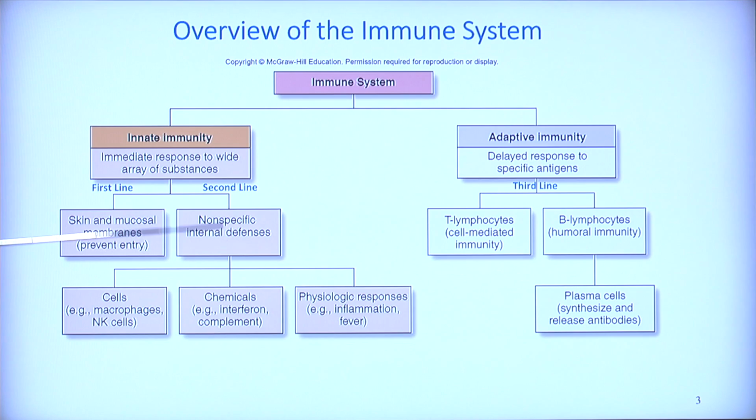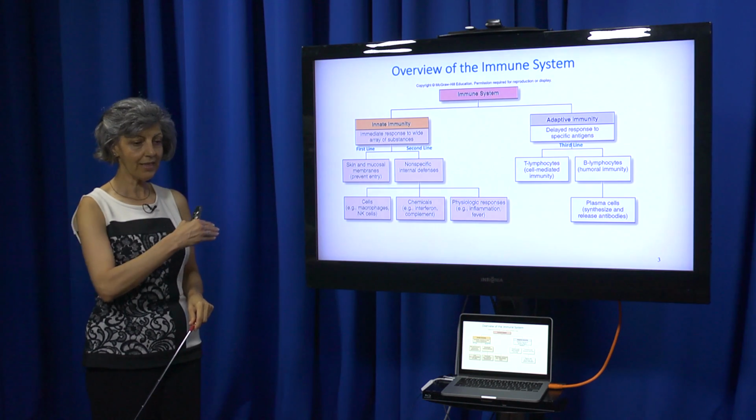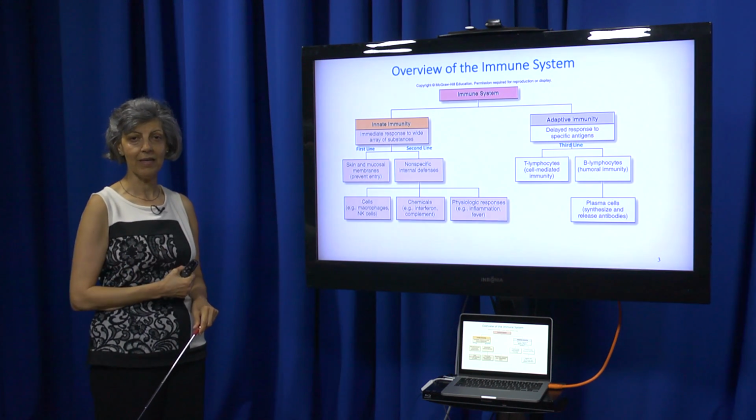When we talk about the innate immune response, we have a first line of defense, and it consists of the layers of skin. It consists of the membranes on our body that make the barriers and everything that is secreted by those membranes. We call this the first line of defense. So it keeps the invaders from coming in.